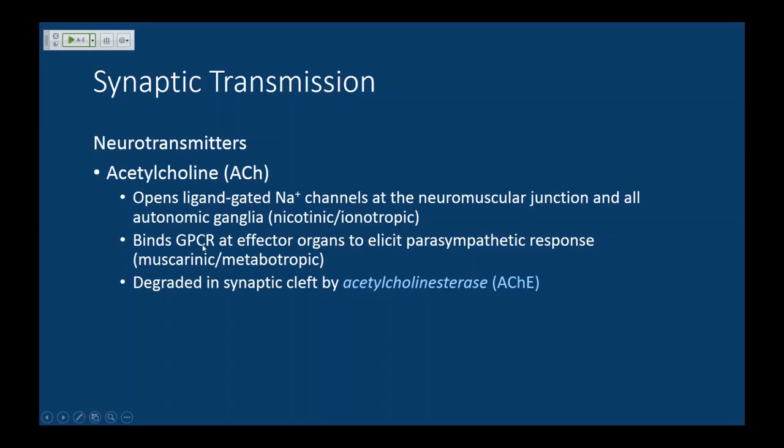When a neurotransmitter binds a G protein coupled receptor, instead of opening an ion channel, it's called metabotropic, and it goes through the second messenger system and all that good stuff that you'll learn in another lecture. And in the case of acetylcholine, it's called a muscarinic receptor because it is stimulated by the compound muscarine, which is found in certain mushrooms. Like I said before, very high yield to know, these are degraded by acetylcholinesterase.